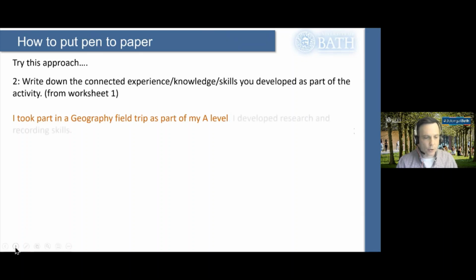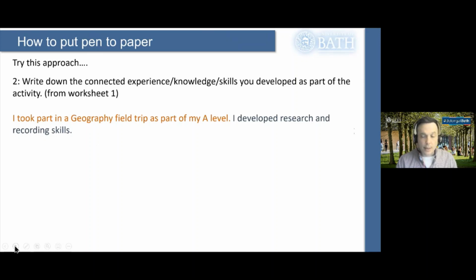Underneath, or next to it, continuing on as if it's a paragraph, you then refer to the skills that this teams up with in worksheet 1, skills and/or knowledge, whatever it is that you're demonstrating. I develop research and recording skills, so keeping it simple.